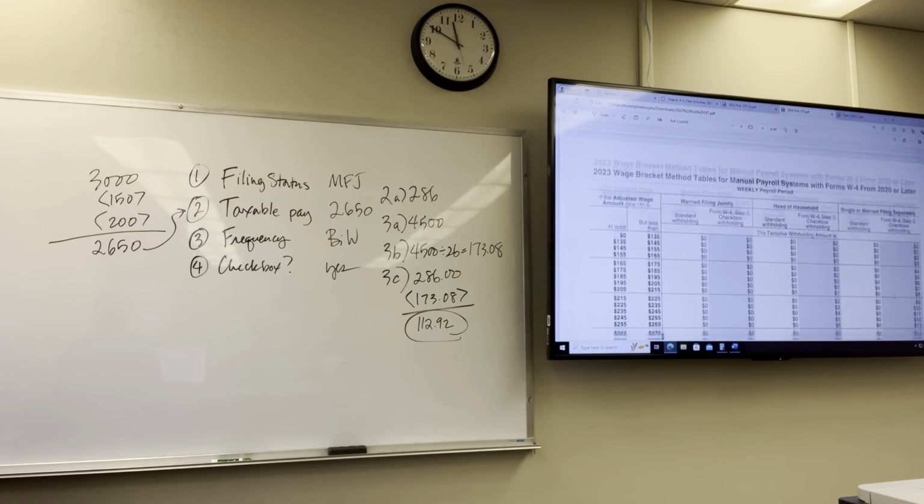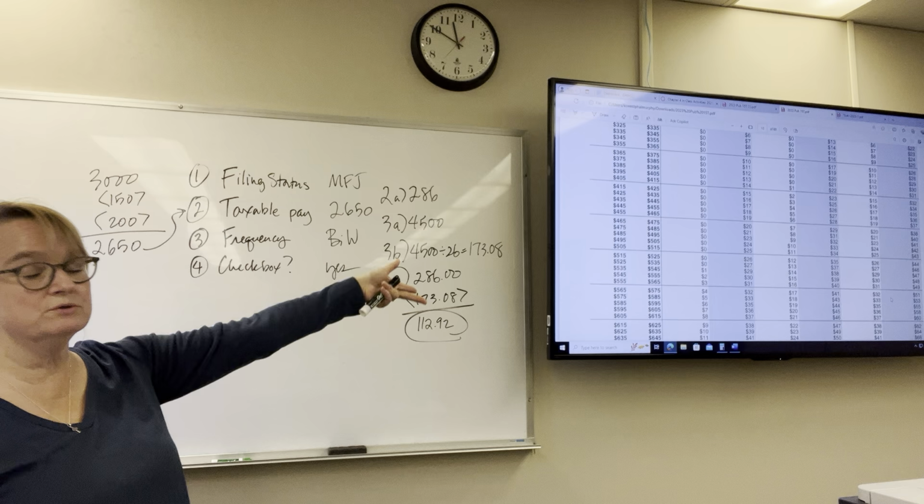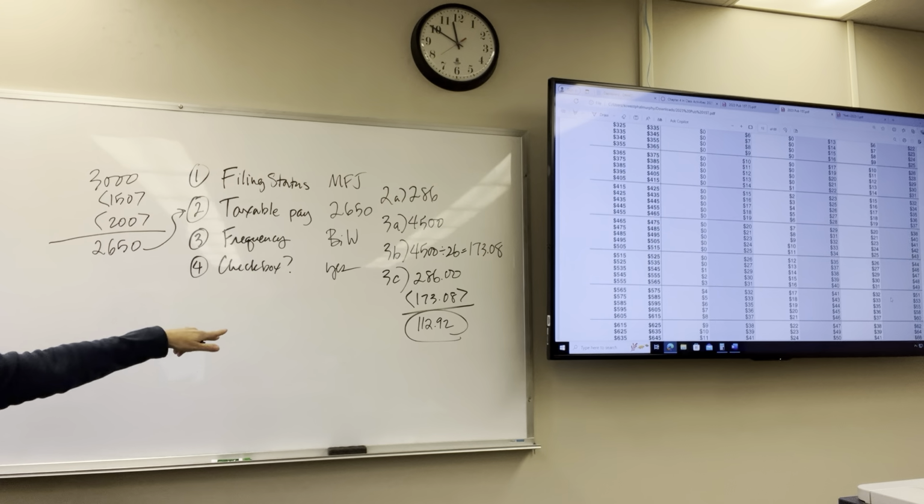So you'll notice it's not a round number because we have those adjustments. We divided it by 26 pay periods. We have that tax credit to take into account. So even though we use the table, it's still not going to be coming out to a round number.